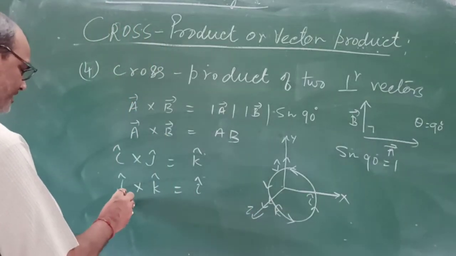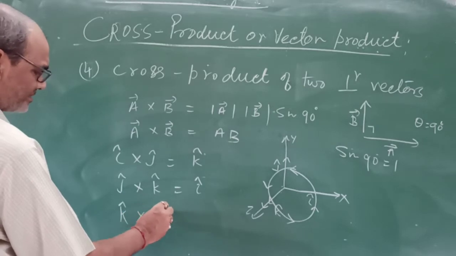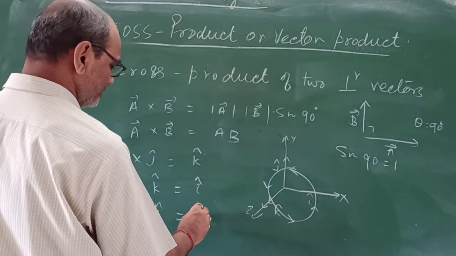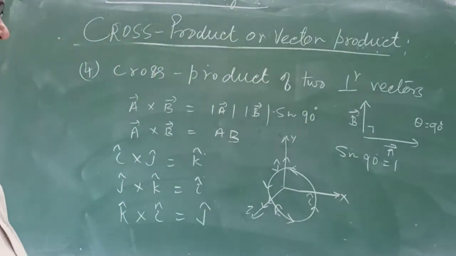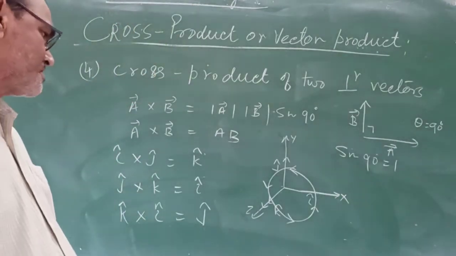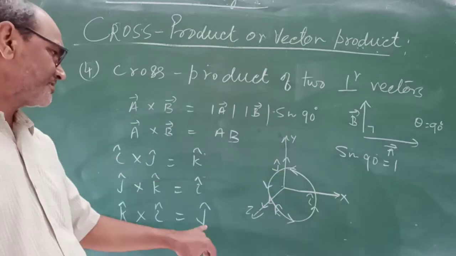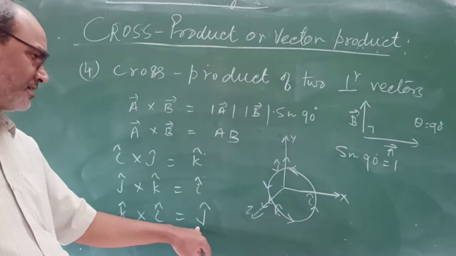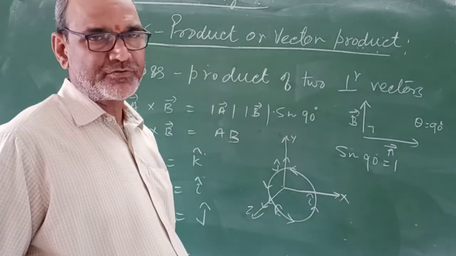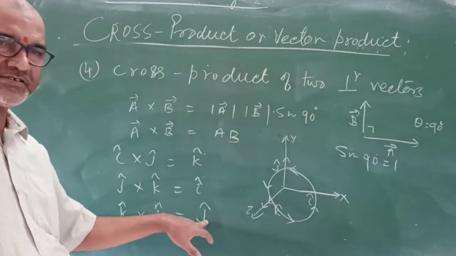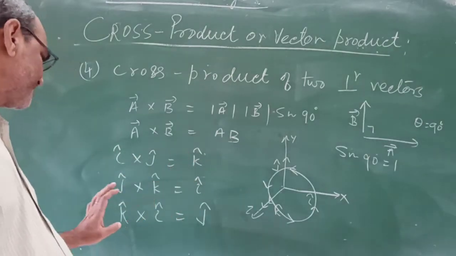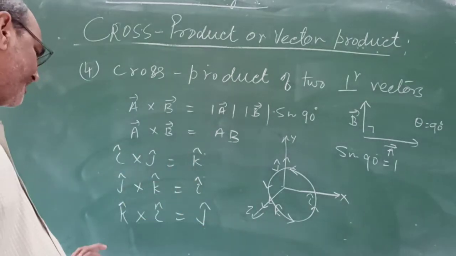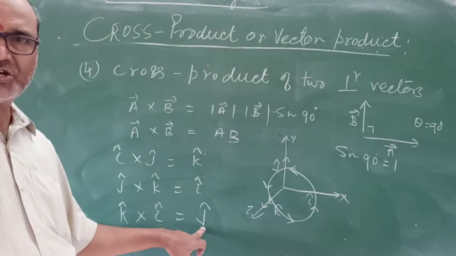K cross i is equal to j. Z and x-axis are mutually perpendicular to each other and sin 90 is equal to 1, but it is directed along the y-axis. The y-axis unit vector is j cap. Therefore, we can summarize: i cross j is equal to k, j cross k is equal to i, k cross i is equal to j.